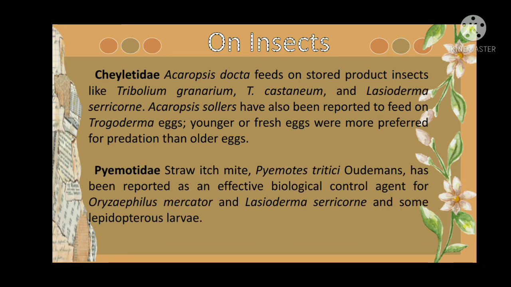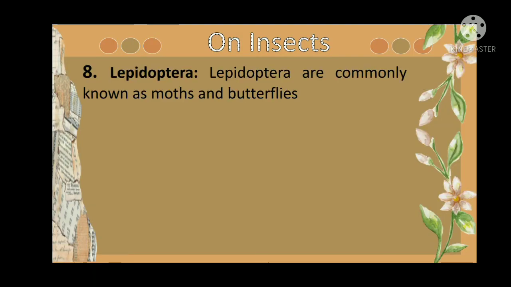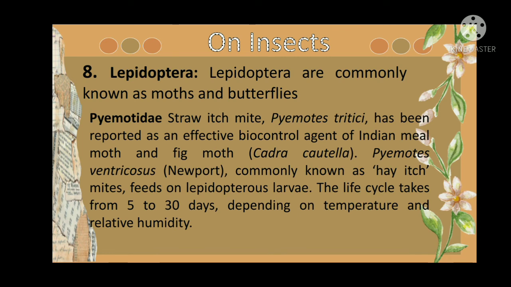Pyemotidae, straw itch mites, have been reported as an effective biological control agent for Oryzaephilus mercator and Lasioderma serricorne and some Lepidopterous larvae. Lepidoptera. Lepidoptera are commonly known as moths and butterflies. Pyemotidae, straw itch mites, Pyemotes tritici, have been reported as an effective biocontrol agent of Indian meal moth and fig moth. Pyemotes ventricosus, commonly known as hay itch mites, feed on Lepidopterous larvae.